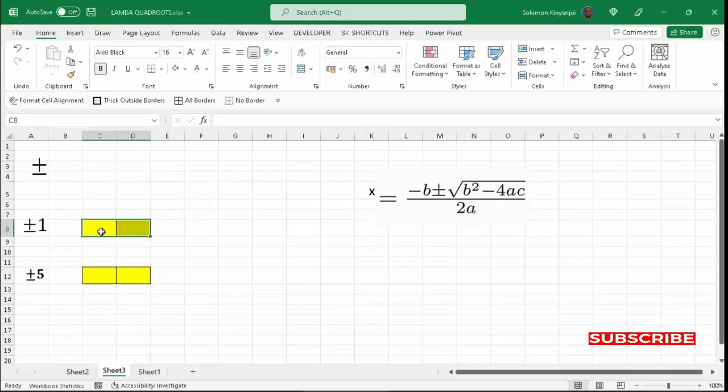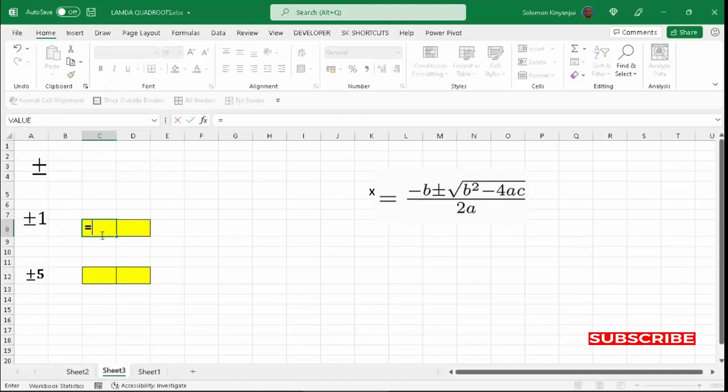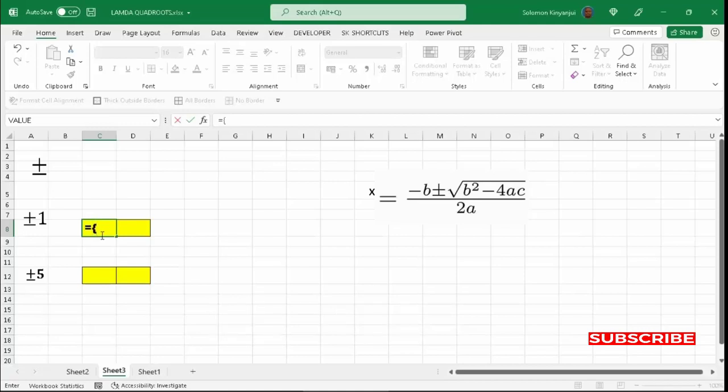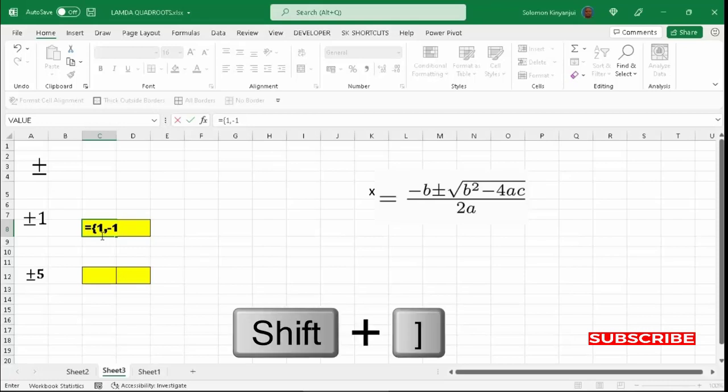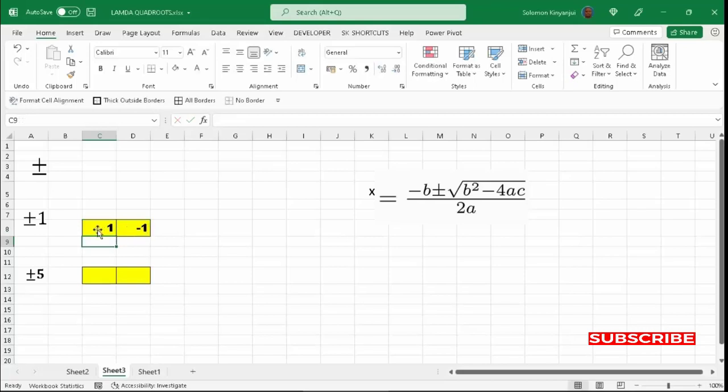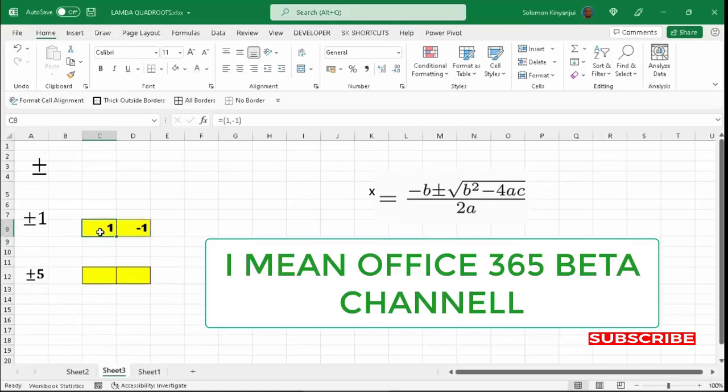you put the equal sign, then the first curly bracket, pressing shift with the square brackets to get the curly brackets, then the first positive number, 1, comma, negative 1, so that is for plus or minus 1. Then close the curly bracket, or the braces. If you enter that in Excel, you are given the two values, but this is only in Microsoft Office 365, for those who are in the beta version.